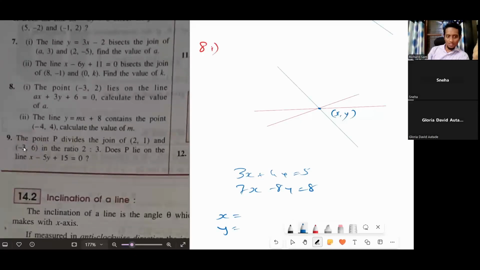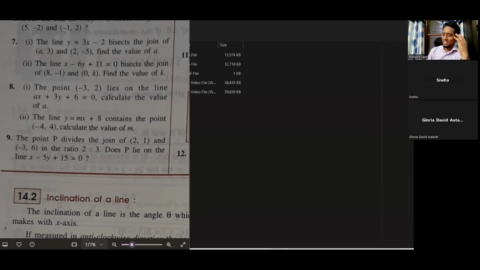Okay. Look at this, ninth question. The point P divides the join of (2, 1) and (-3, 6) in the ratio 2 is to 3. See from which chapter this came? From the last chapter. Does P lie on this line? Okay, simple one. Tell me what you have to do. Come on, read it and tell me if you didn't understand. We have to find the coordinates of P and substitute in the equation. Do you all get it or not? Someone tell me.